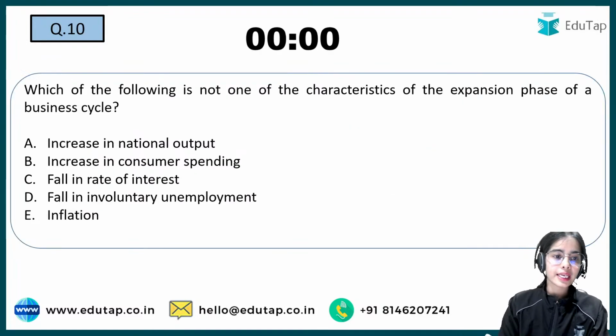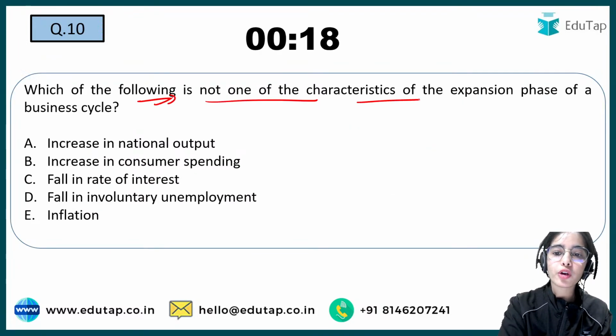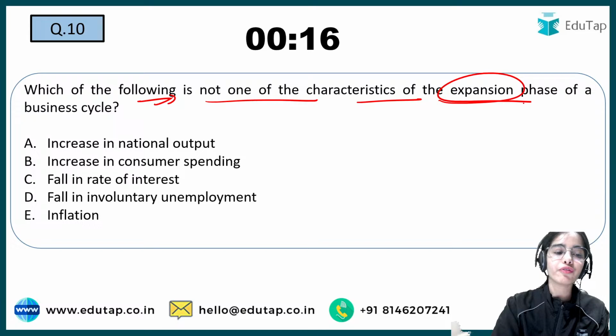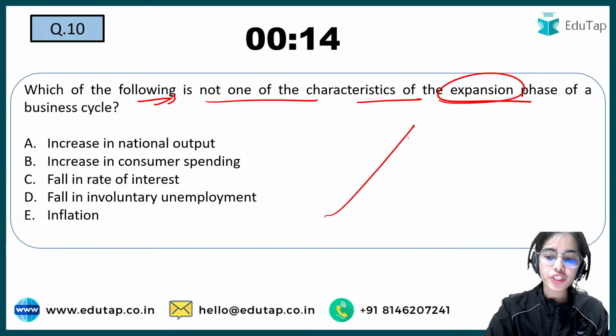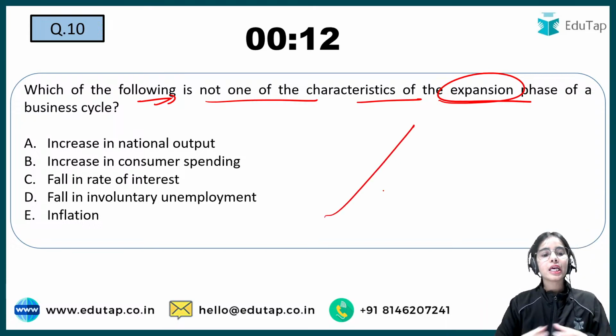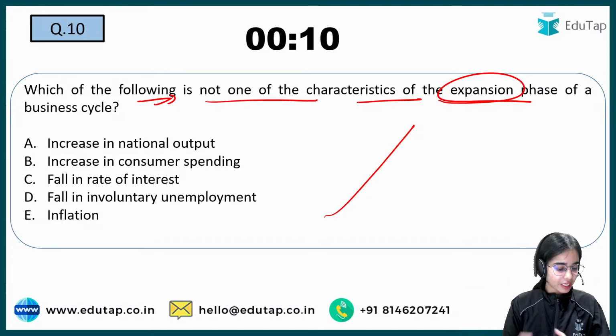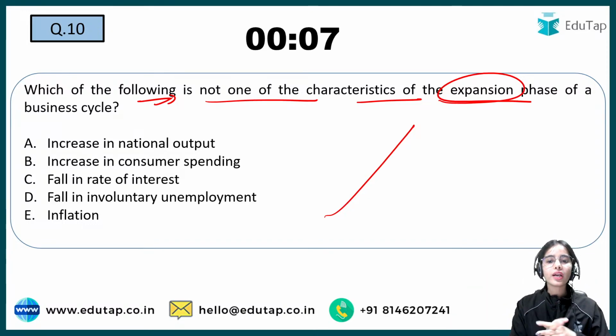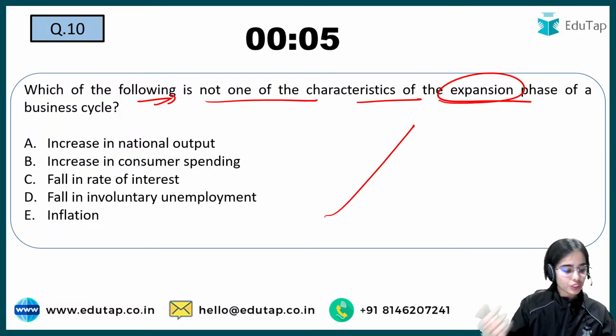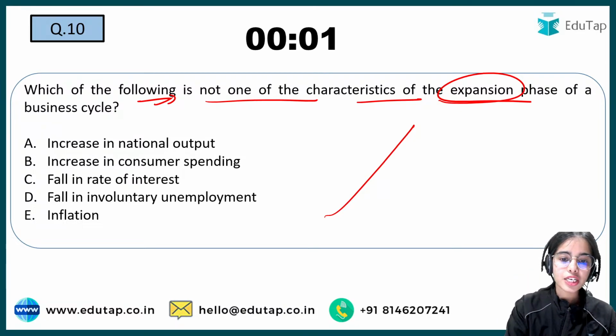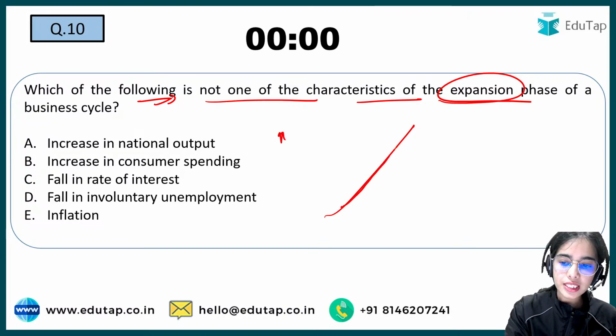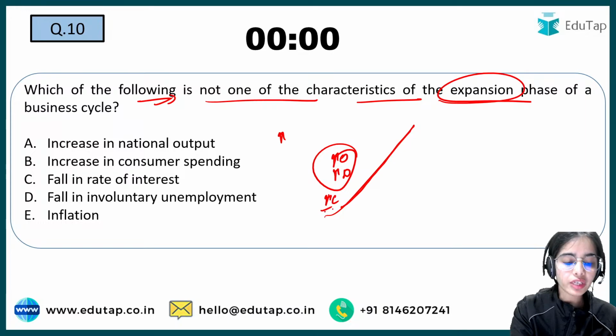Okay. Next is, which of the following is not one of the characteristics of the expansion phase of a business cycle? Expansion means our economy is expanding, the economic activities are expanding. So which of the following is not one of the characteristics of the expansion phase that you have to tell me? So here, increase in national output. So yes, when the expansion is happening, the output will increase, the demand will increase, the consumer spending will increase.